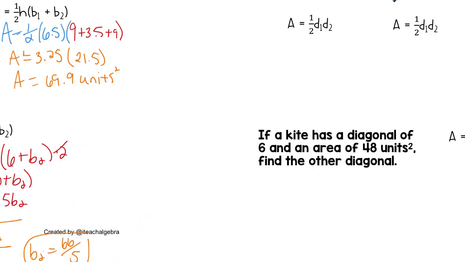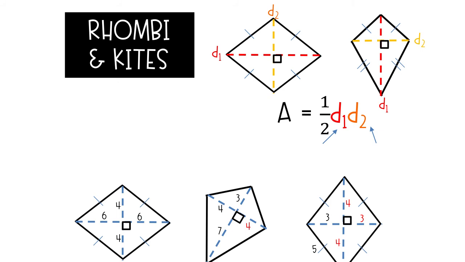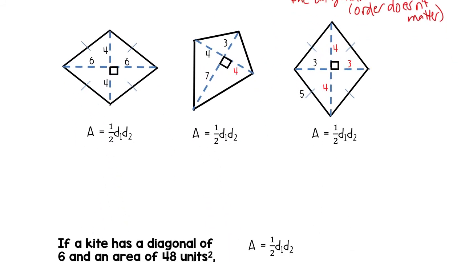All right, flip it on over. Rhombi and kites is next on the list. The area of a rhombus or kite is going to be the area times 1/2 D1 times D2. D1 and D2 are the diagonals. And in this case, order doesn't matter. Let's put this good knowledge to some good use.